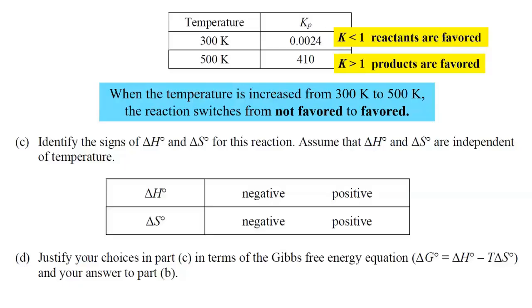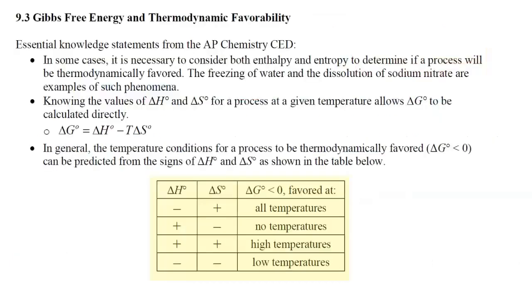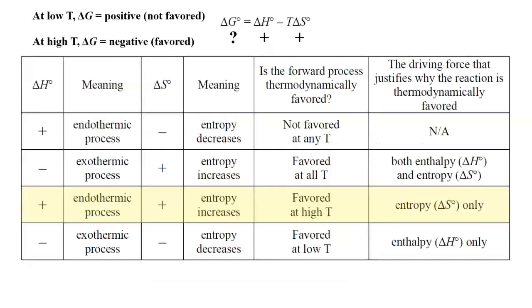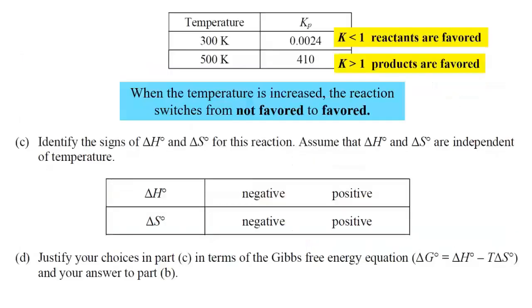So here in part C, it says, identify the signs of delta H and delta S for this reaction. Assume that delta H and delta S are independent of temperature. So this goes back to topic 9.3, Gibbs free energy and thermodynamic favorability. And you can see that chart in which if we look at the sign of delta H and the sign of delta S, then we can make a decision about whether it is favored at all temperatures, no temperatures, high temperatures, or low temperatures. Because it switches from being not favored to favored as we increase the temperature, that would suggest that this reaction is favored at high temperatures. So we're looking for a positive delta H and a positive delta S. So that is my answer to part C of this question. Positive delta H, positive delta S.